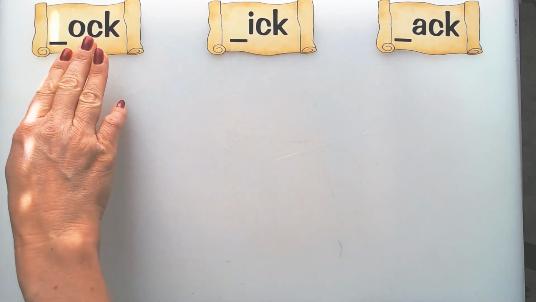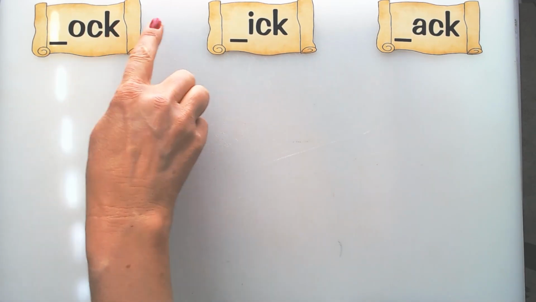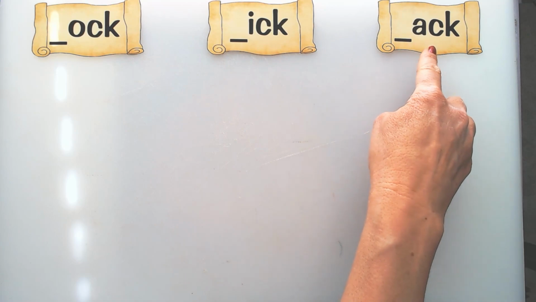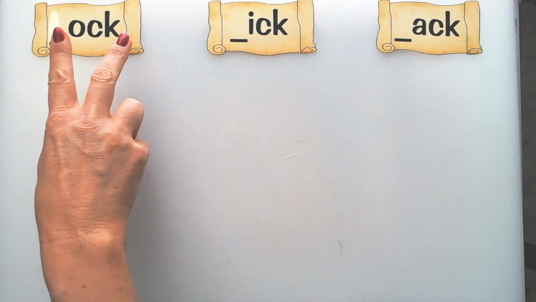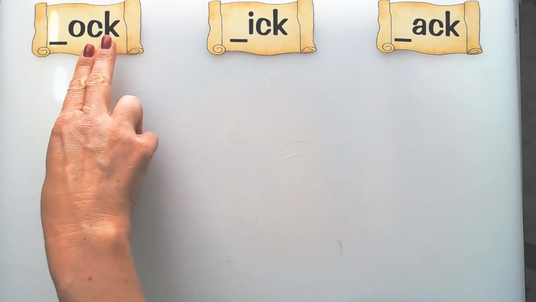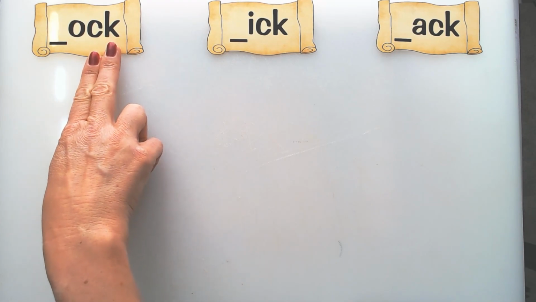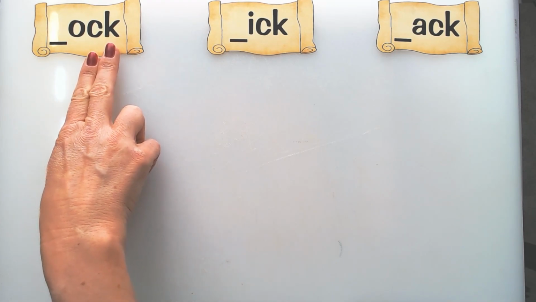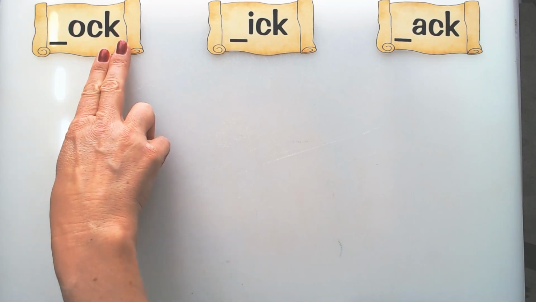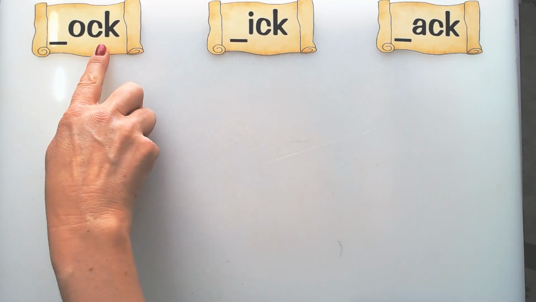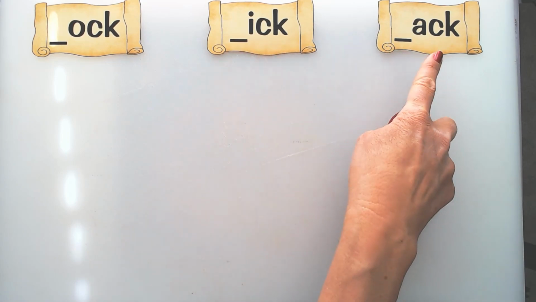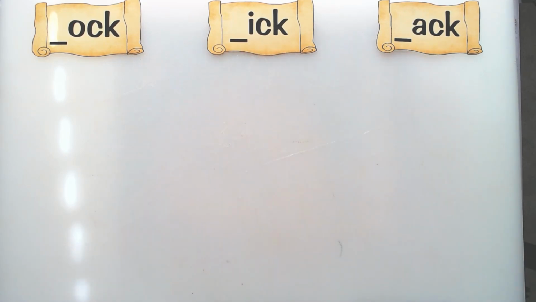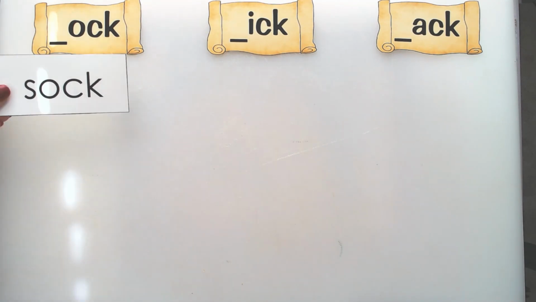So even though they have 3 letters, they only make 2 sounds because the C and the K come together to make one sound. Do you remember what that sound is? K. So this is ock, ick, and ack. So let's go ahead and read some words in those families.